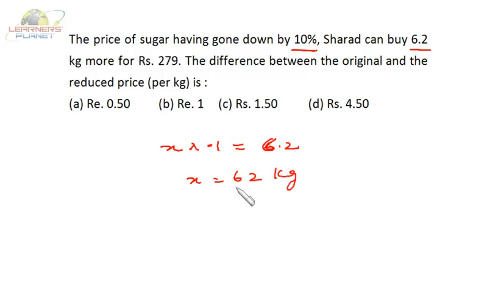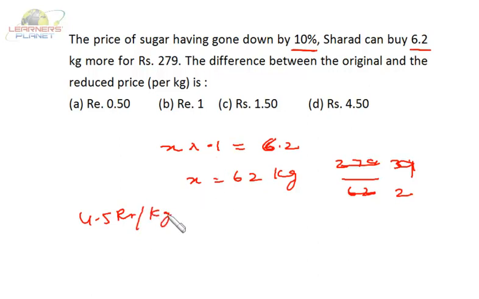Okay, now what is the price per kilogram? That is 279 by 62. 31 nines are 279 and 31 twos are 62. So that is 9 by 2, which is 4.5 rupees per kilogram, which is the new price.